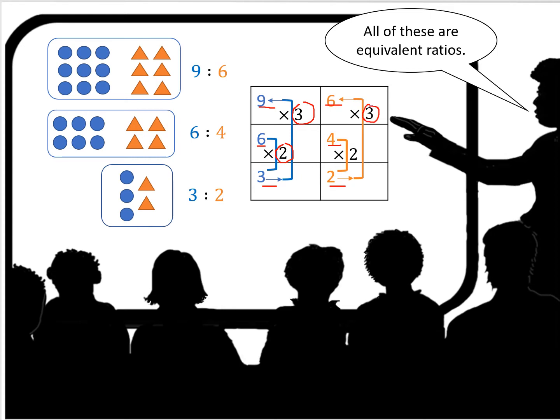What would you expect the next piece of this table to be for an equivalent ratio? Well, I would probably say, if this is a multiplier of 3, the next one would be a multiplier of 4. With a multiplier of 4, 3 times 4 would be 12, and 2 times 4 would be 8. 12 to 8 is an equivalent ratio to 9 to 6, as is 6 to 4, as is 3 to 2.